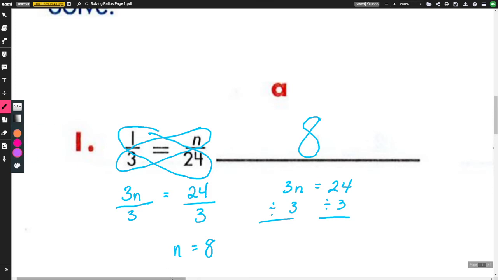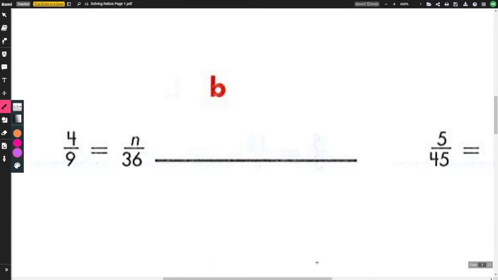Okay, let's look at the next one. We have 4/9 equals n/36. For this one, I'm going to do the whole guess and check thing. This is really good if you know your multiplications. Nines are pretty easy for me, so 9 times what gets me 36? That's what I have to figure out. So 9 times, well, I know it's 4.